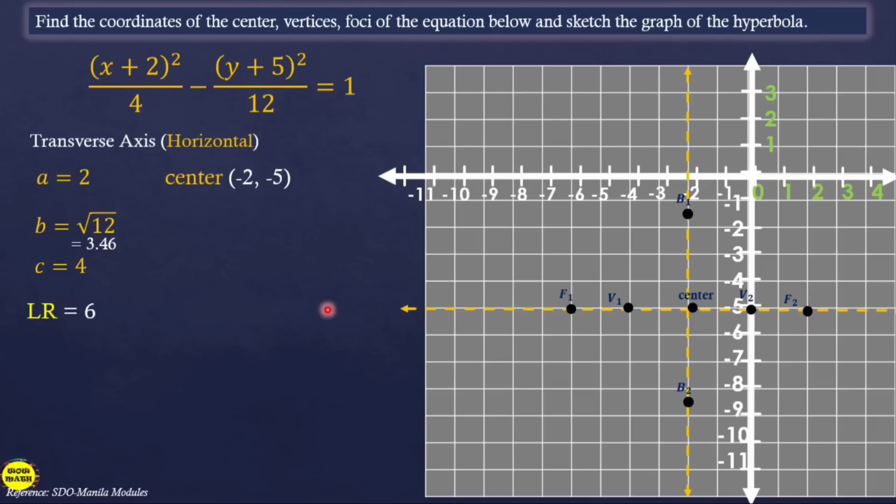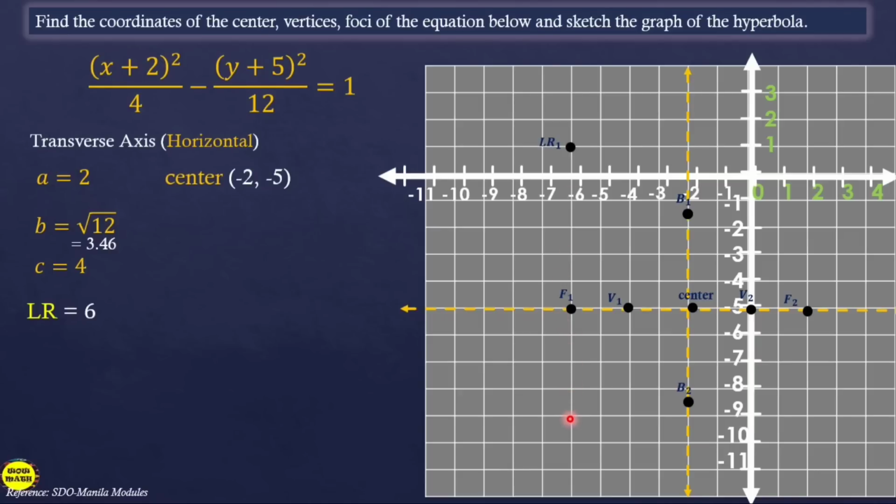And next is yung latus rectum natin na 6. Since horizontal yung transverse axis natin, ibig sabihin, yung galaw ng latus rectum natin ay towards y-axis. Mula dito sa focus, magmumove tayo ng 6 units pataas at pababa. Same dito sa kabila, magmumove rin tayo ng 6 units pataas at pababa. 1, 2, 3, 4, 5, 6. Nandito yung LR1.